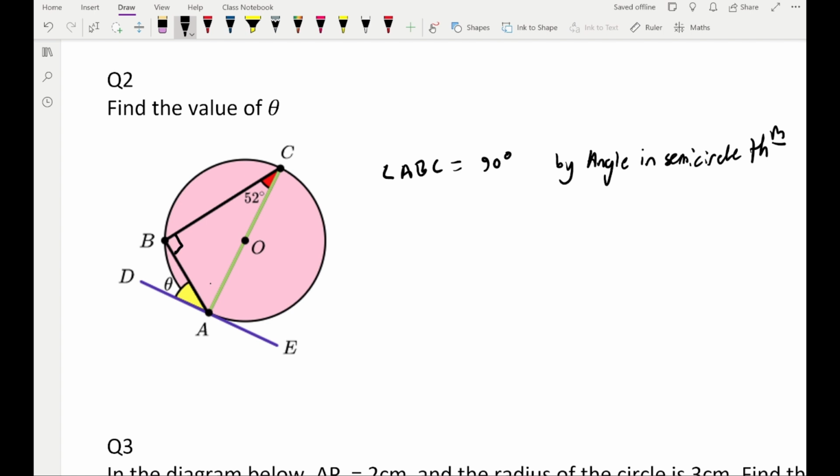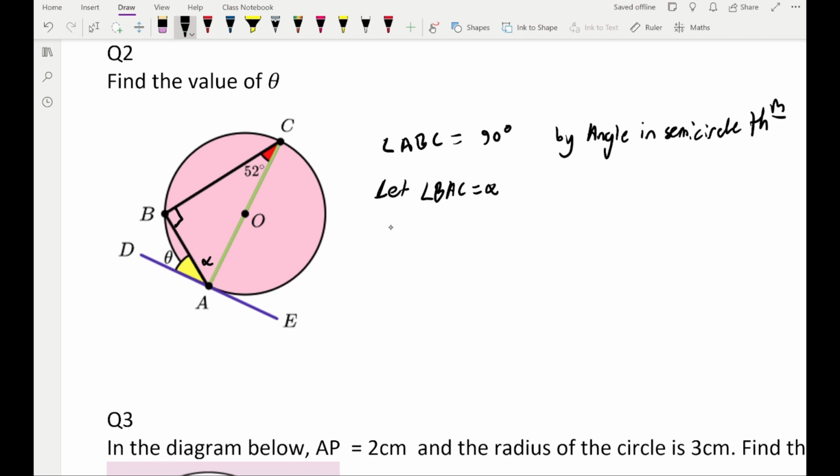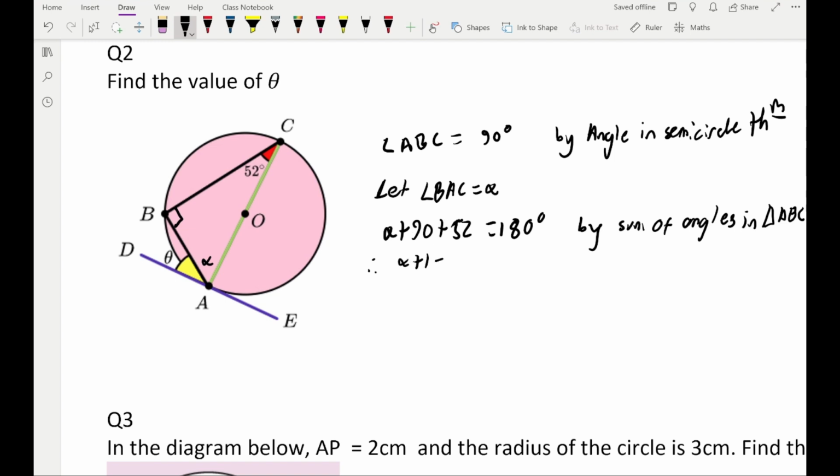Then that tells us what this angle is. So let's just call this angle alpha, so let angle BAC be alpha, just to make things a bit quicker for ourselves. Then we know alpha plus 90 plus 52, all those three angles would have to add up to 180 by sum of angles in the triangle ABC. Great. Therefore, 90 plus 52 would give you 142. So I believe that tells us alpha has to be 38 if you rearrange that and solve it. Okay, great. So we can replace this thing here with 38.